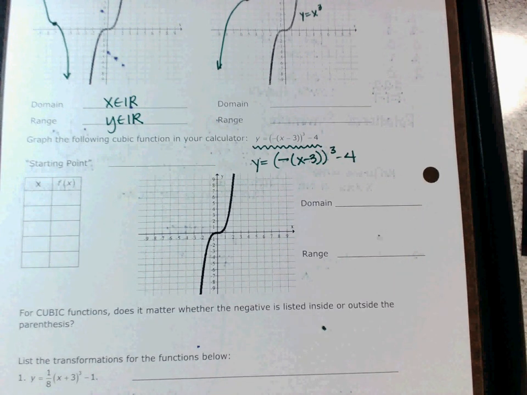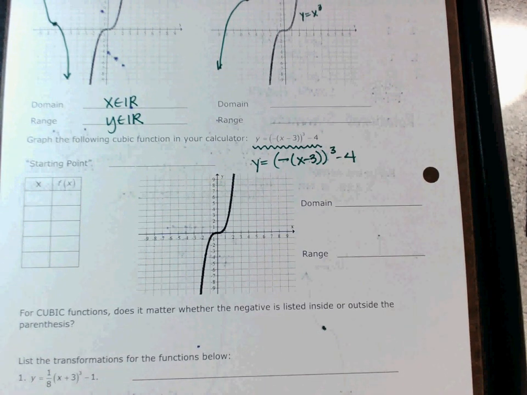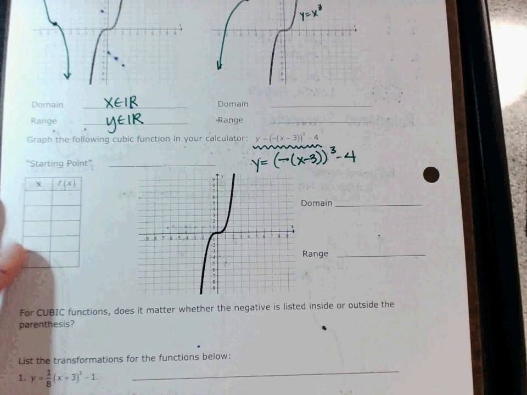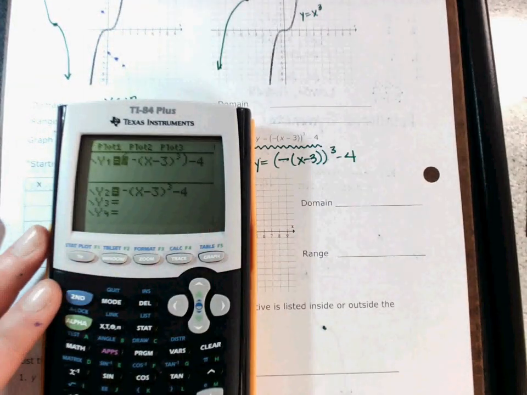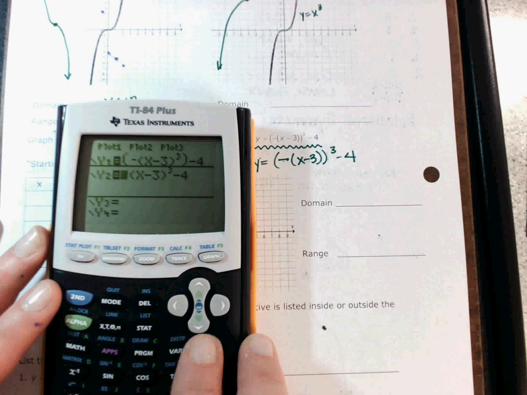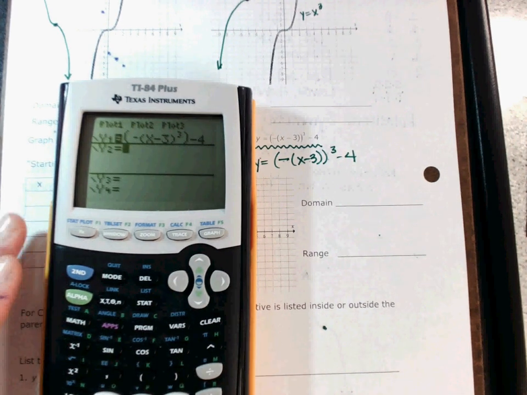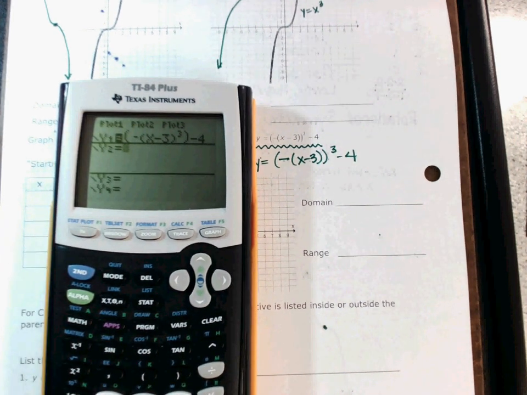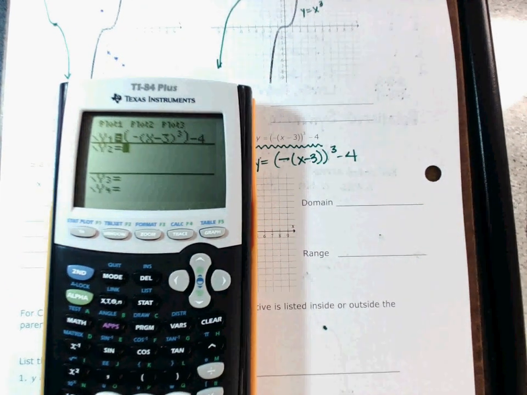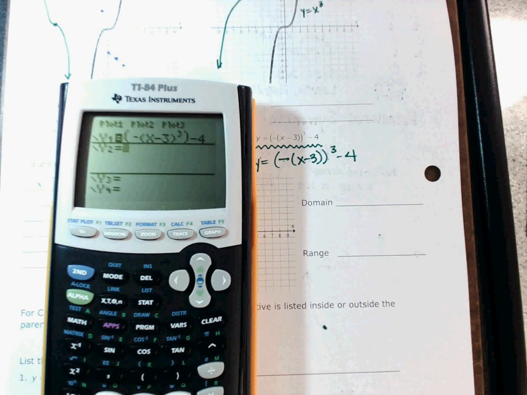Now, for square roots, does anybody remember a negative in the front would flip it down? How would a negative on the inside flip it? Do you remember? Backwards. Okay, so we're going to see if that still happens here. So I'm going to come in here. Okay, I have parentheses negative x minus 3 cubed and then minus 4. You type it in just like that. Okay? And then once you type it in, hit graph, and we're going to see if the graph looks different than when you reflect it upside down.